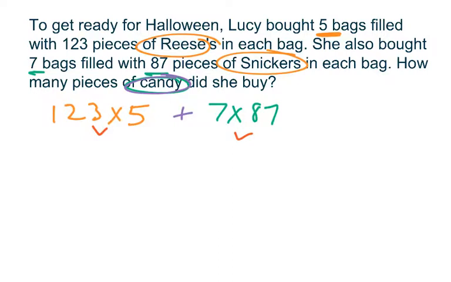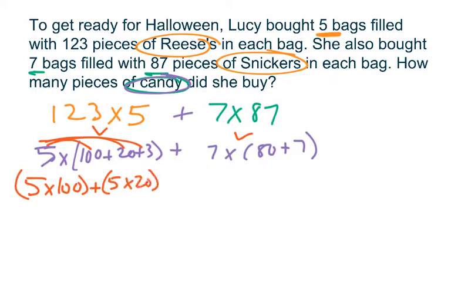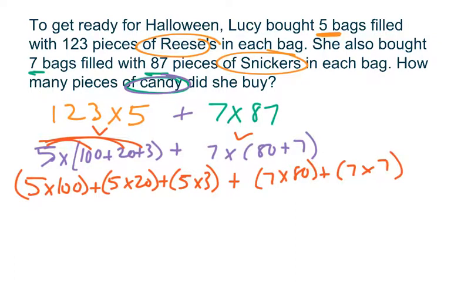Let's use expanded form to solve these. My first step in expanded form is to expand my numbers. My next step is to distribute my single number into my parentheses. So I have 5 times 100 plus 5 times 20 plus 5 times 3 plus 7 times 80 plus 7 times 7. Now I'm going to solve for each of my partial products.